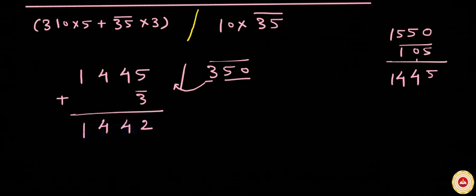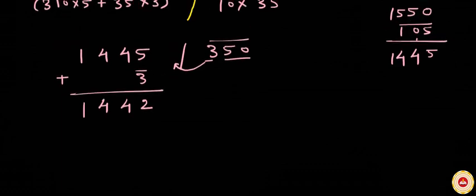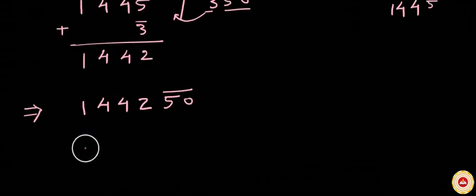1. So let us write the final answer. Write the left part, 1442. Remove this slash. Neglect this passed digit negative 3 and write these two digits, 5 and 0, negative 50. Now we have got the answer in the form of a vinculum number.